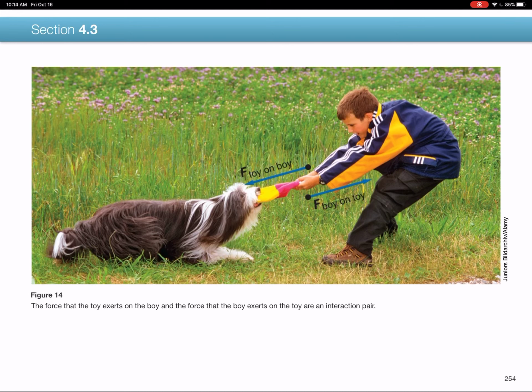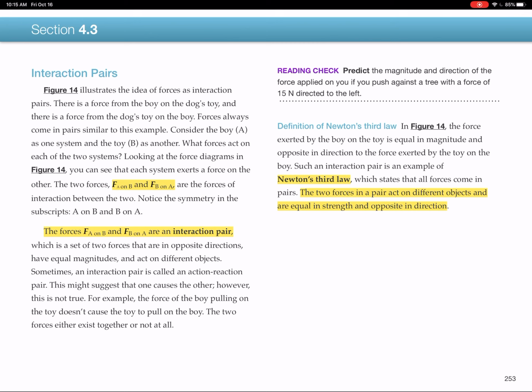In this figure, you can see a boy pulling on a toy that his dog is holding on to. The force of the boy pulling on the toy is equal and opposite to the force that the toy is exerting on the boy. You can see these two vectors, and the forces are pointing in opposite directions. The magnitude is equal. This sort of thing is known as an interaction pair.